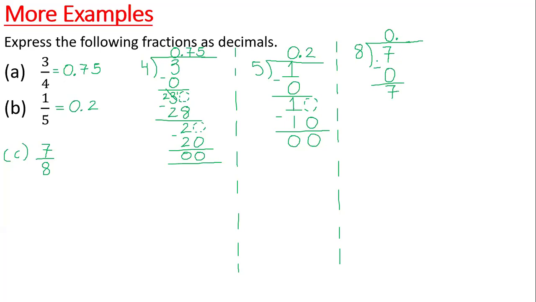Then we're going to put a decimal point. The decimal point gives us the permission to add a what? Imaginary 0. How many times does 8 go into 70? 8 times. 8 times 8 is 64. And then we have 70 minus 64. 0 minus 4, we can't do that. This 7 becomes 6, and this becomes 10 minus 4, which is 6. 6 minus 6 is 0. So we have to add an imaginary 0.